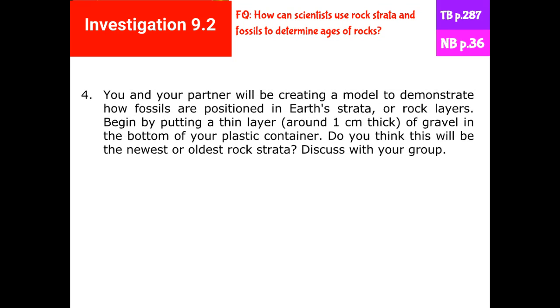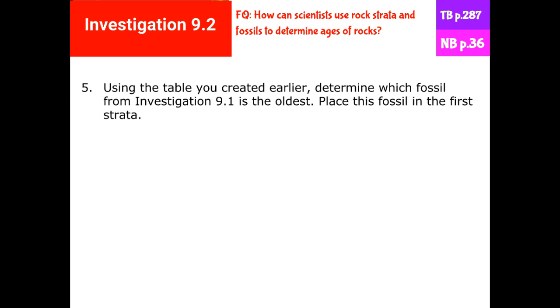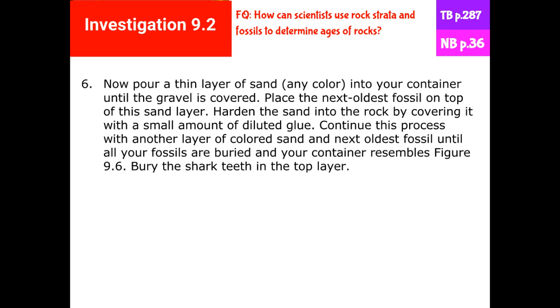You and your partner are going to be creating a model to demonstrate how fossils are positioned in Earth strata or rock layers, and putting thin layers, about 1 centimeter of gravel in the bottom. You're going to be working your way upward. And as you do this, you're going to be talking about what this represents and what is the newest and the oldest rock. You're going to use the table to determine which fossil should be the oldest and place that fossil in the strata. And then you're going to be pouring down sand.